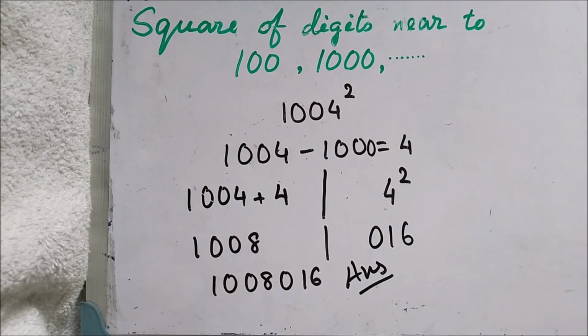This method is applicable for digits near to 100, 1000, 10,000 and so on.